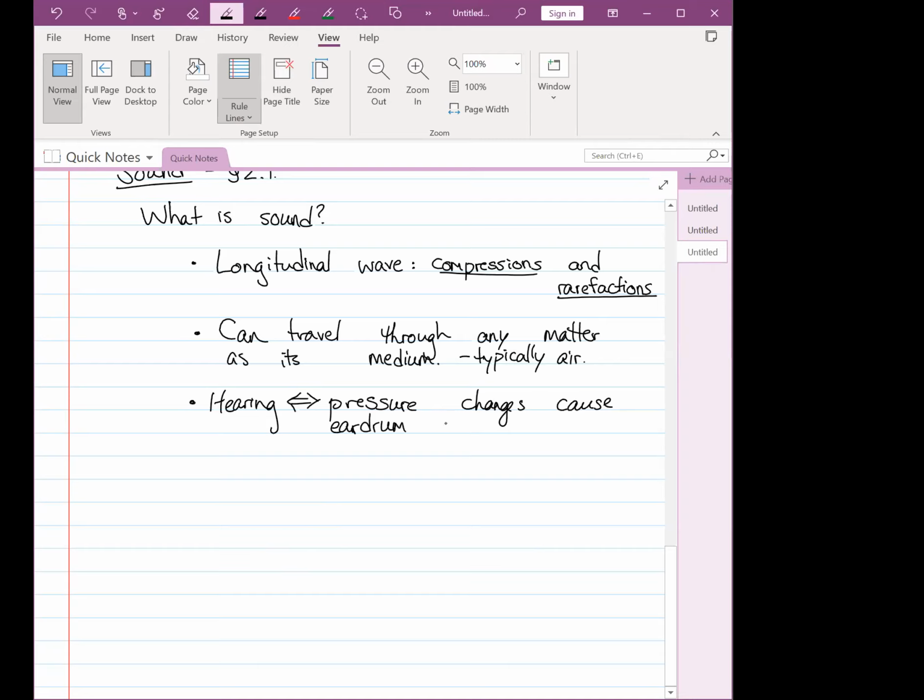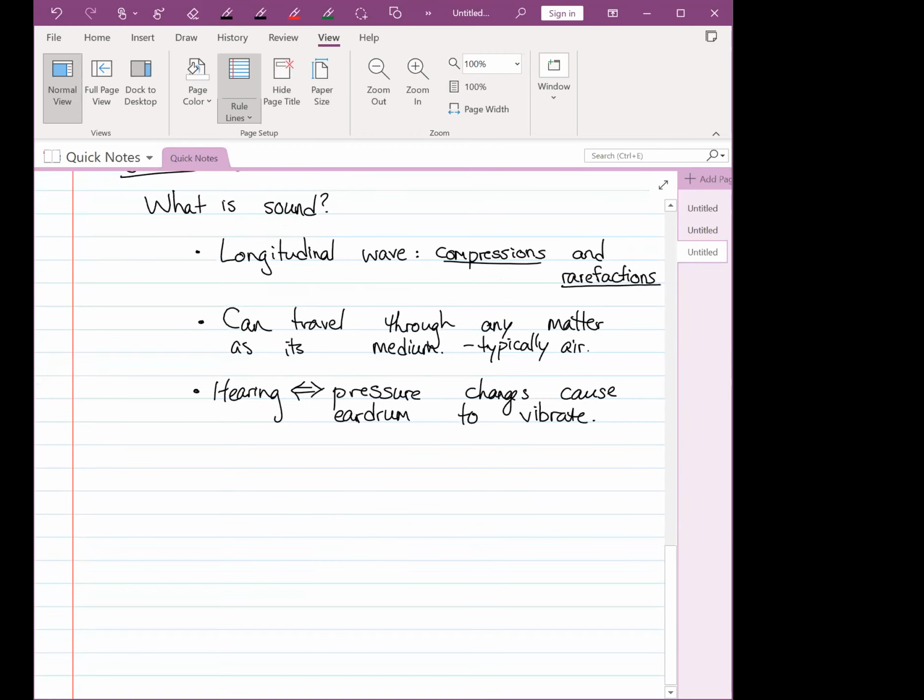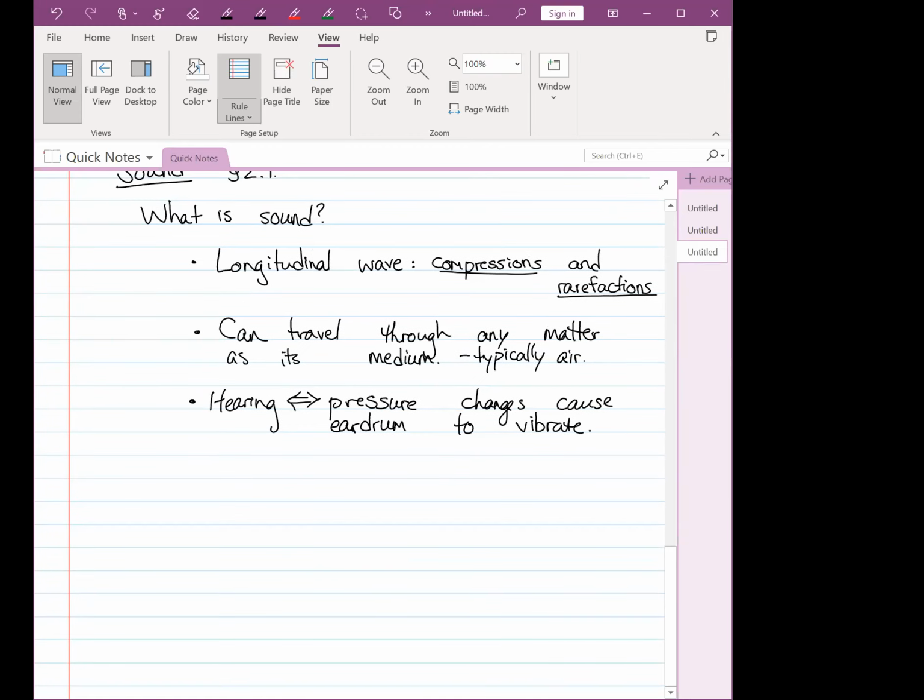Right, the pressure changes cause the eardrum to vibrate. And then we have little sensors, little cells in our ear that detect motion, and that motion is translated into signals that go to your brain. So that's what sound is. But we can go deeper. We can talk about what sound is like from a math and physics perspective, and that's by describing the displacement.